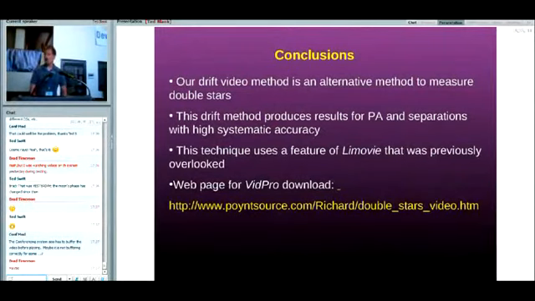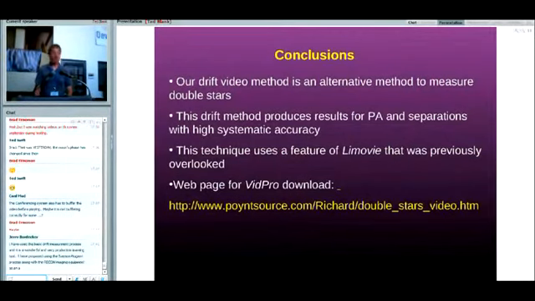So the conclusion that I can make here is that our drift method is an alternative method to measuring double stars. The drift method provides a high systematic accuracy for separations and position angles, and the technique uses a feature of Live Movie that was previously overlooked. And I've got a web page for the download of the VidPro program. It also explains the technique. It's on pointsource.com. You get it right there. And that's it. Any questions?